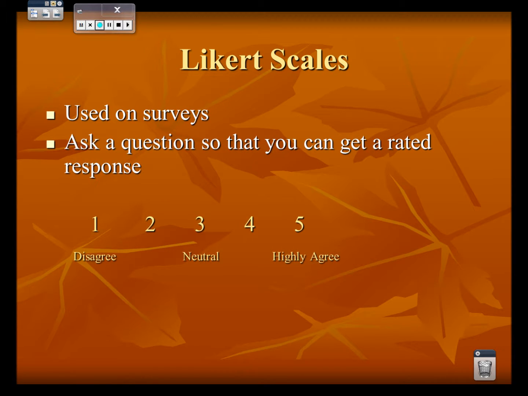So a Likert scale shown here, you can circle any one of the 5 possible outcomes. 1, 2, 3, 4, and 5. The problem with the Likert scale in front of you, in my opinion, is the neutral 3.